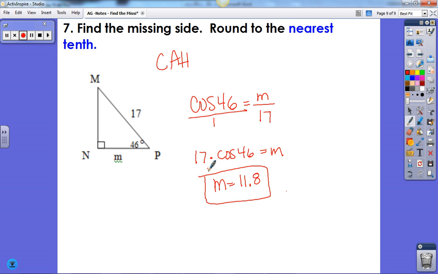In our next lesson, we are going to look at finding the missing angle in a right triangle using right triangle trigonometric ratios.